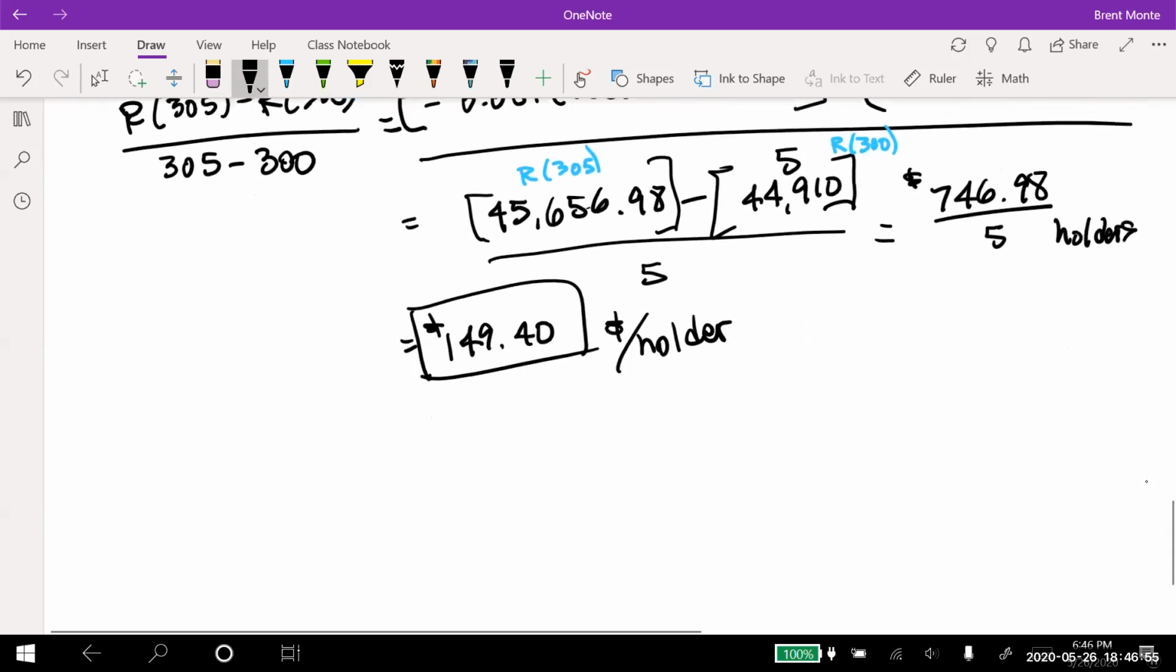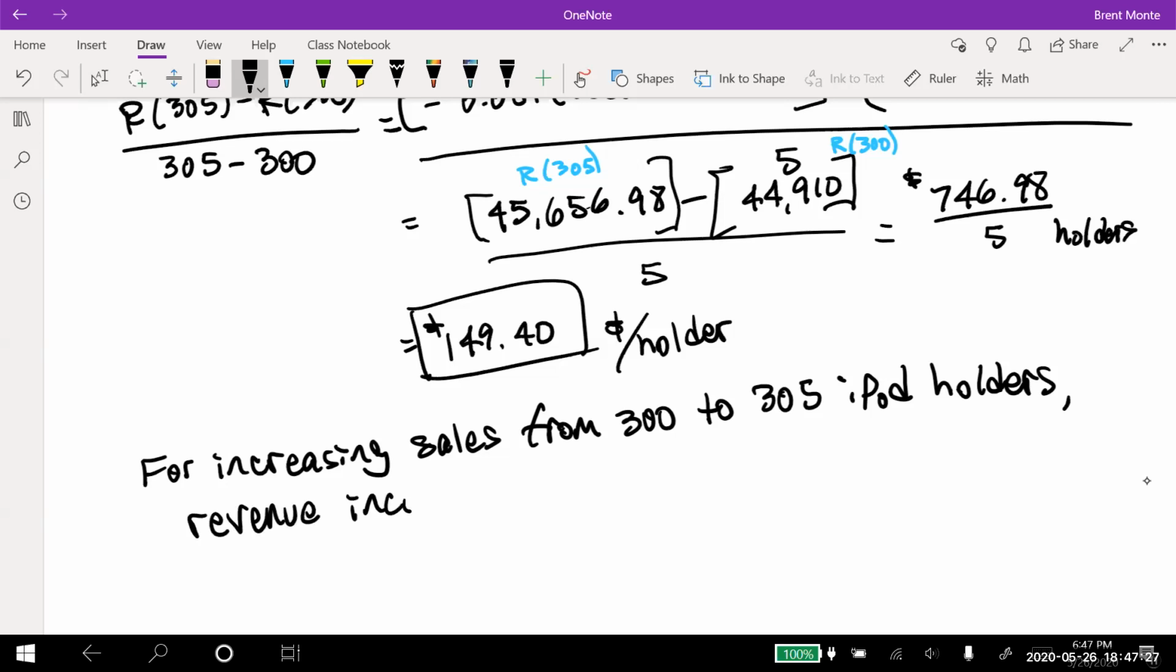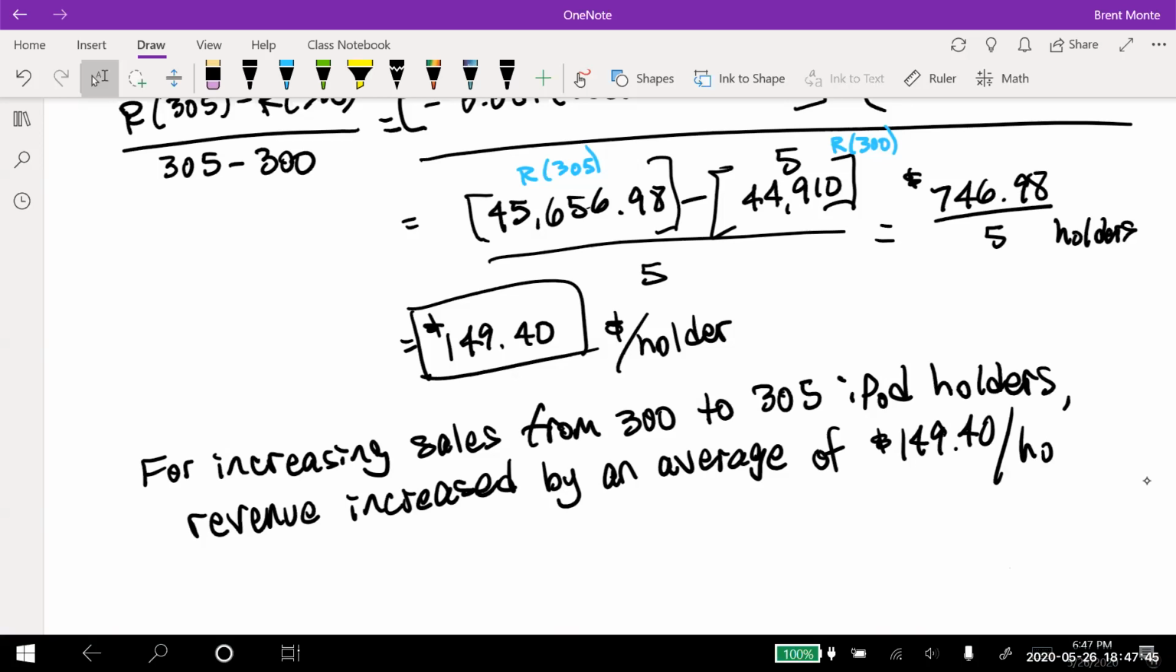So what I would write, the significance is, for increasing sales from 300 to 305 iPod holders, revenue increased by an average, right, because it's the average rate of change, of $149.40 per holder.